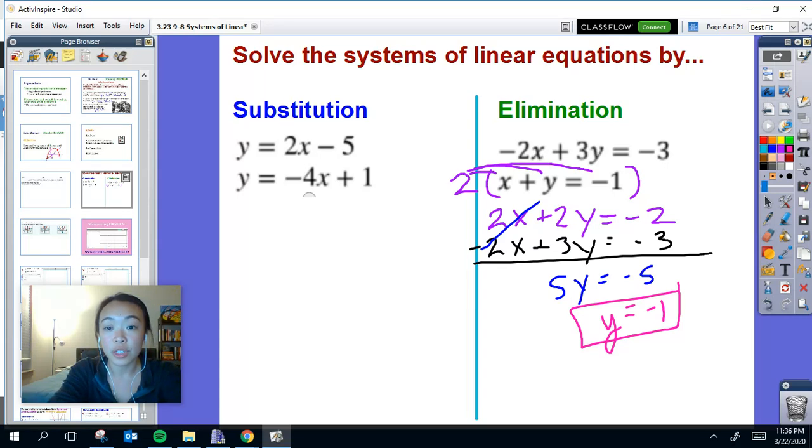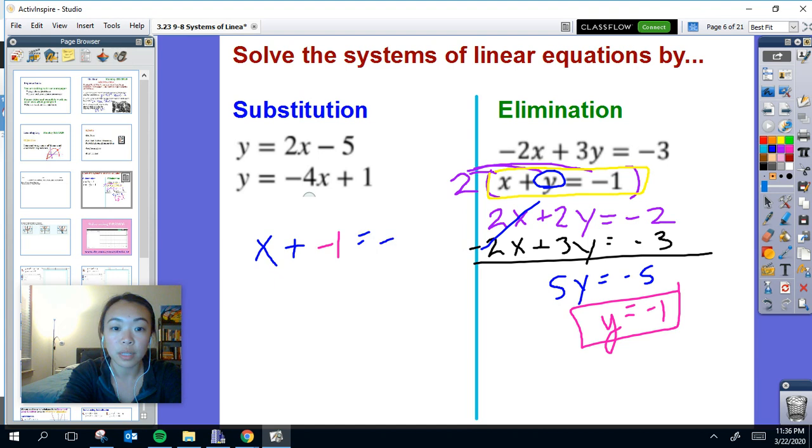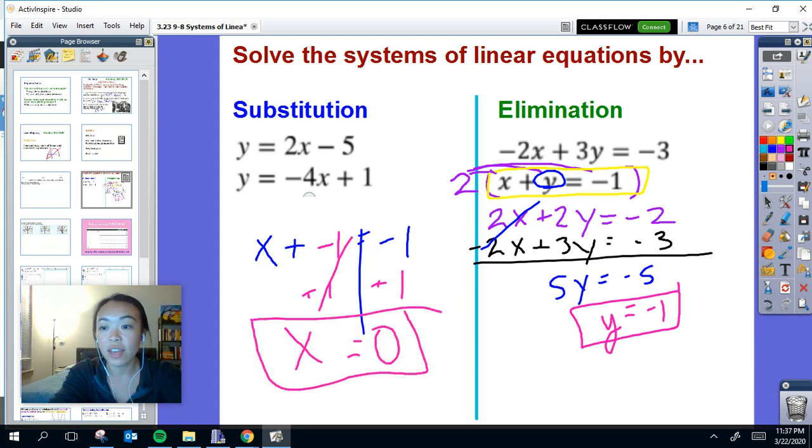So I need to go back and figure out what x is. I'm going to use my easier equation. I think my easier equation is the bottom one. And I'm just going to plug in negative 1. So I have x plus, and instead of this y over here, I'm going to plug in negative 1. And this is equal to negative 1. When I solve to get x by itself, add 1 to both sides, and I have x equals 0. So my final answer for elimination should be 0, comma, negative 1.